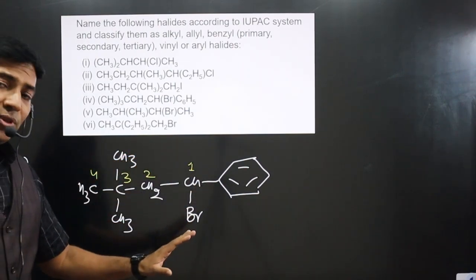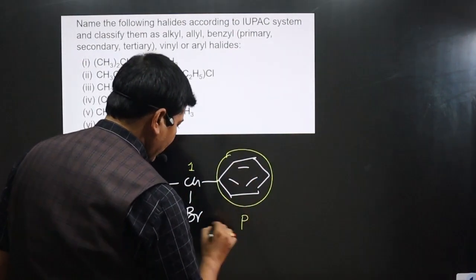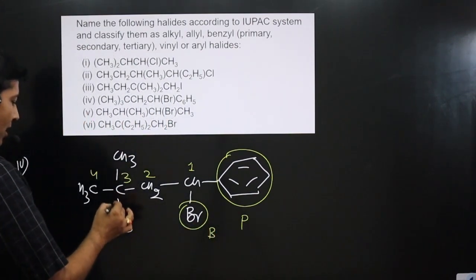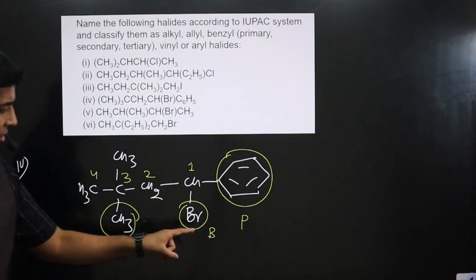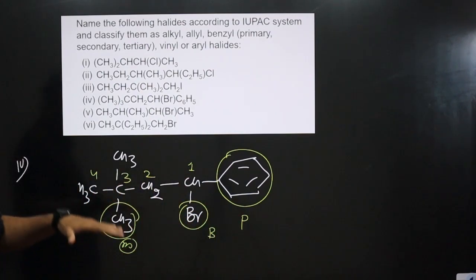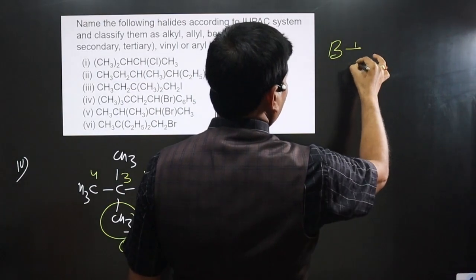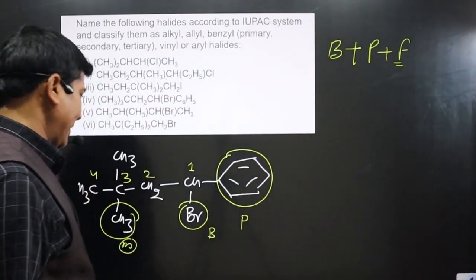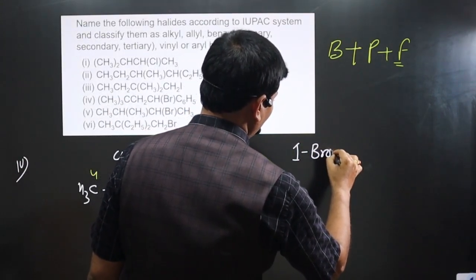We can write these groups in alphabetical order. This is phenyl, starting from P, this is bromo, starting from B, and these are the methyl groups, starting from M. So first B will come, then M, and then P, and in the last we have the parent chain. So we have branching in alphabetical order, the parent chain, and then the functional group suffix is written. So we can mention 1-bromo.